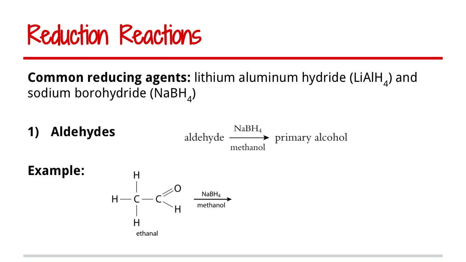In this video, we're going to take a look at reduction reactions, specifically of aldehydes, ketones, carboxylic acids, and also something called nitrobenzene. So let's start out with aldehydes. Some of the reducing agents that we can use in these particular reactions are either lithium aluminum hydride, which is LiAlH4, or sodium borohydride, which is NaBH4.